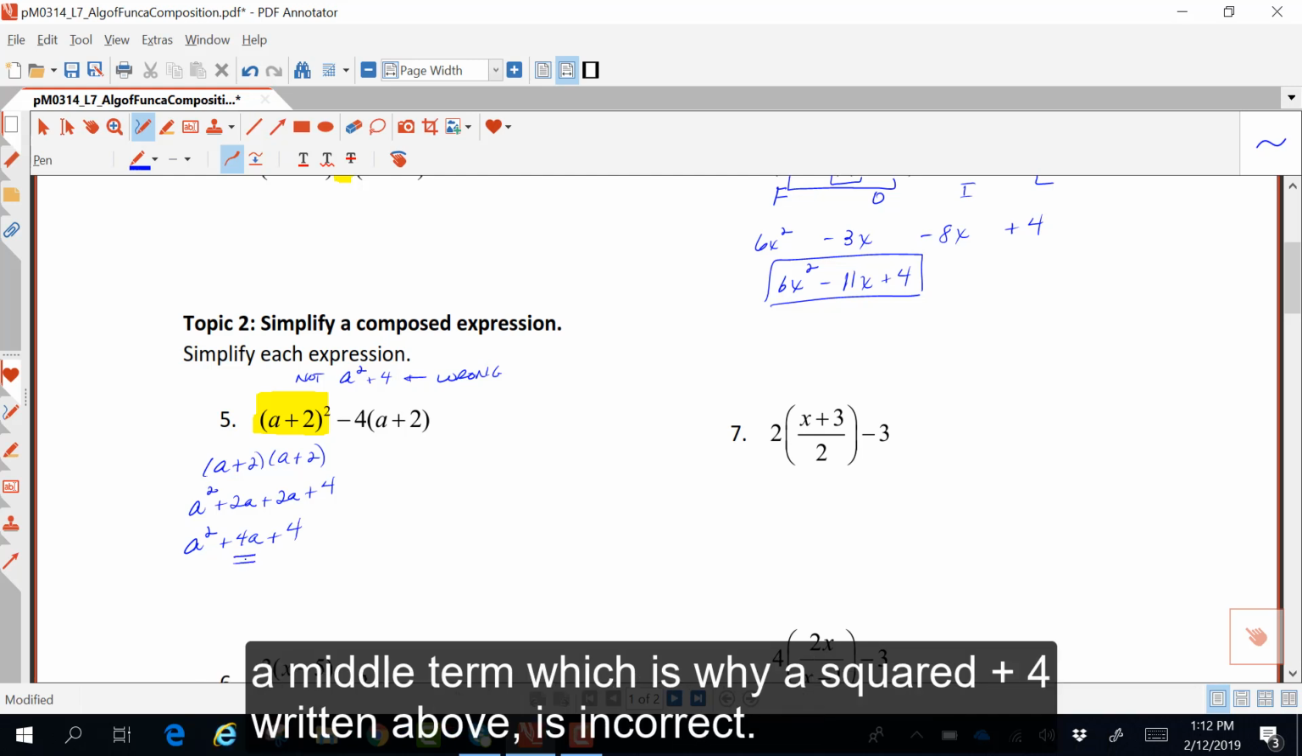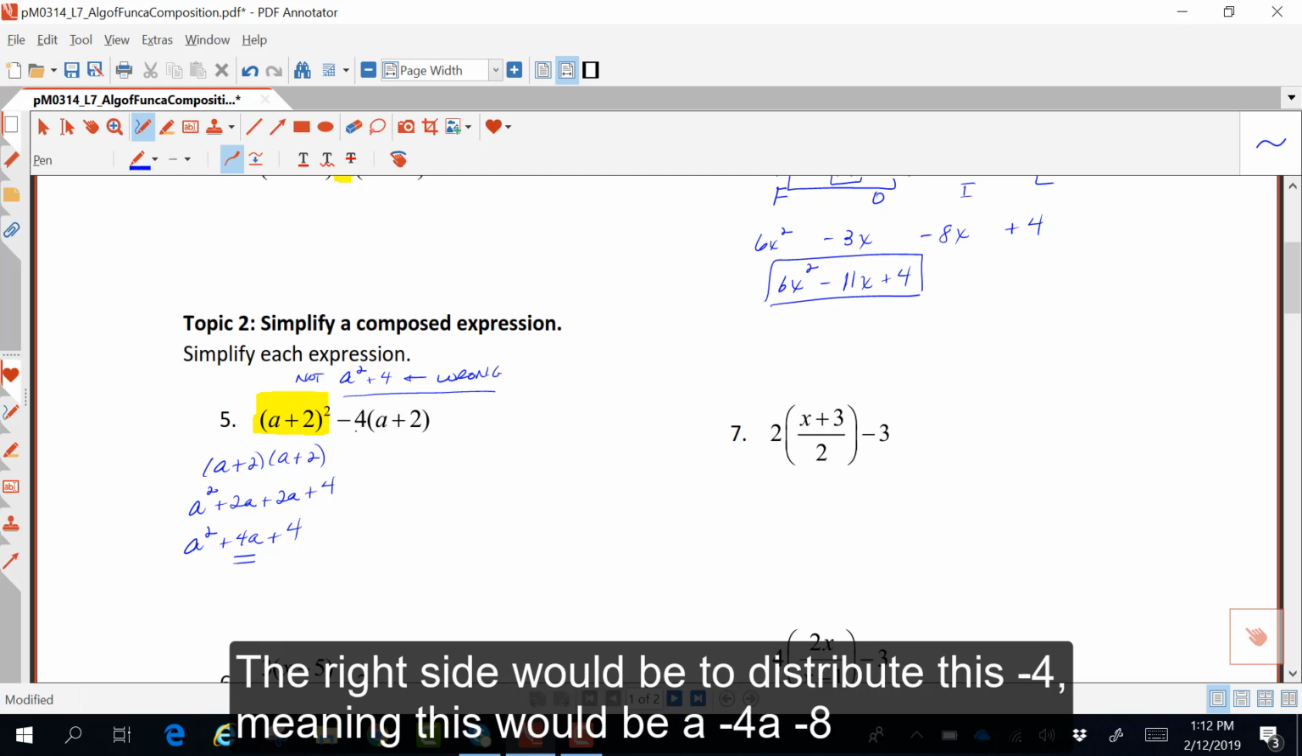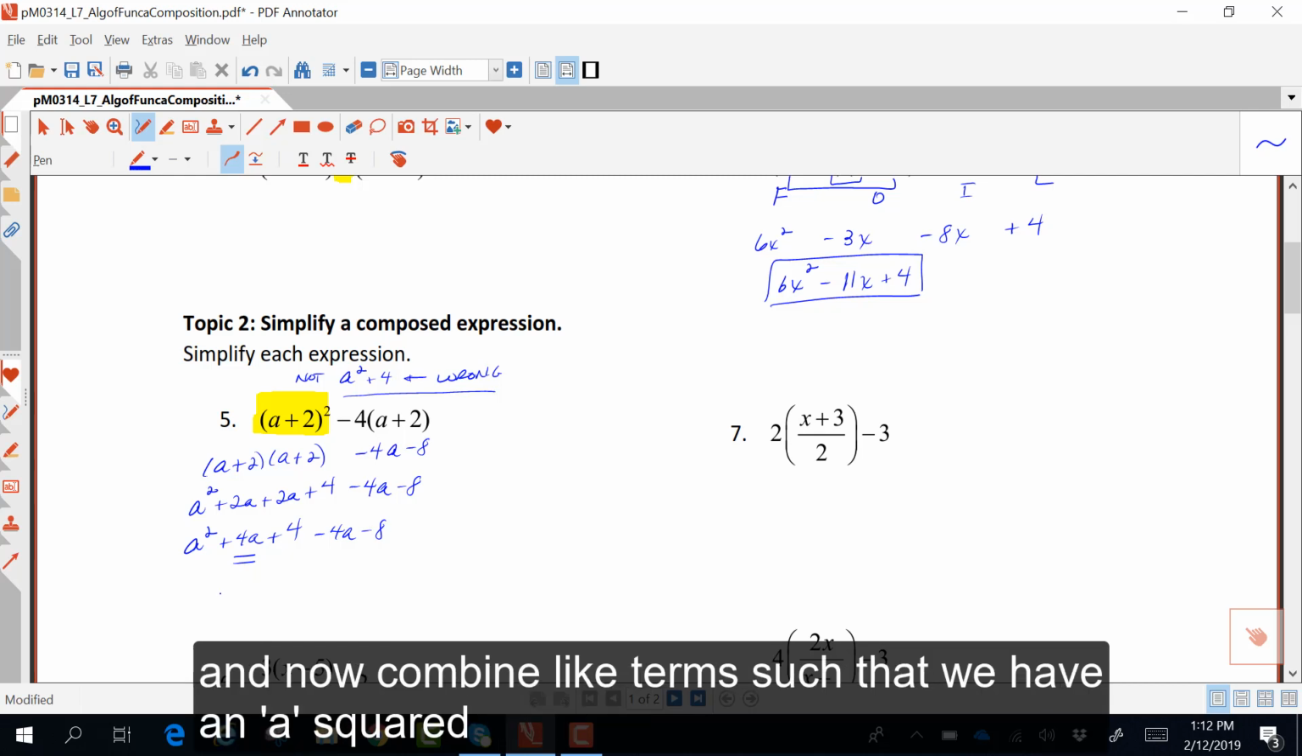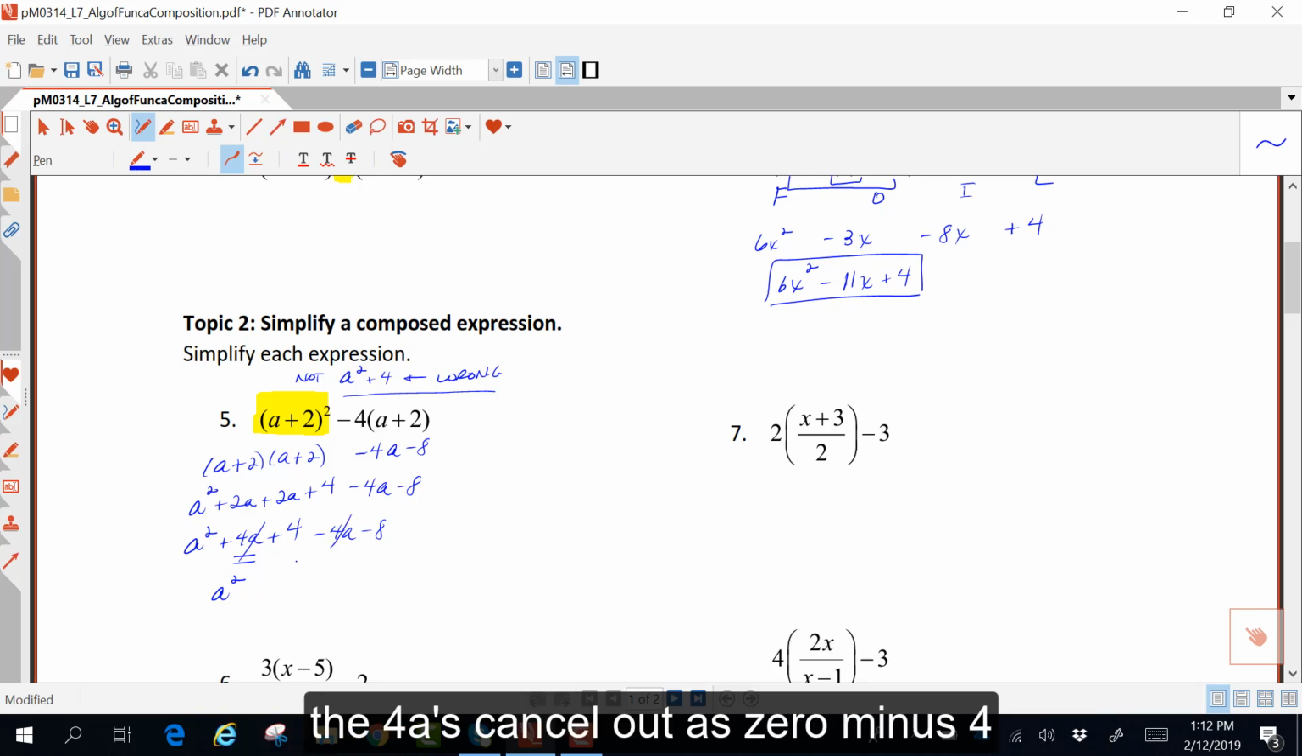So again, we have a middle term, which is why a squared plus 4 written above is incorrect. The right side would be to distribute this negative 4, meaning this would be a negative 4a minus 8. We can copy this down to the line that we are currently working on. And now combine like terms such that we have an a squared. The 4a's cancel out as 0 minus 4.